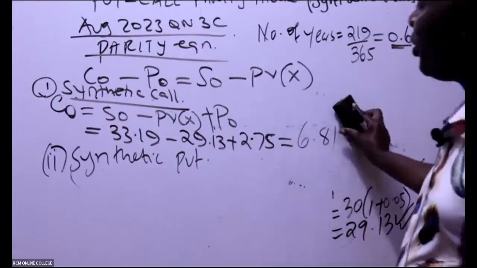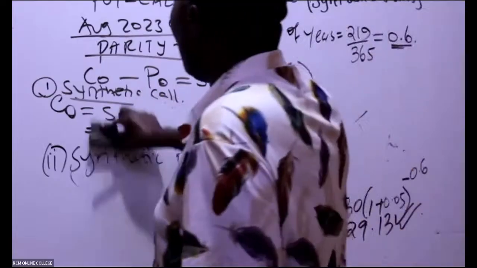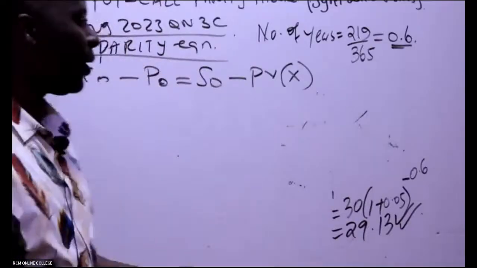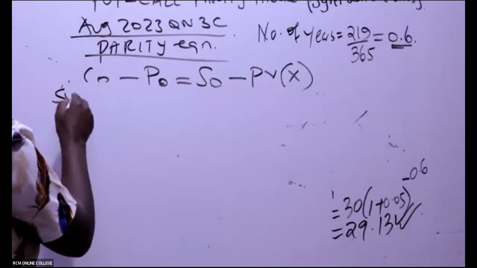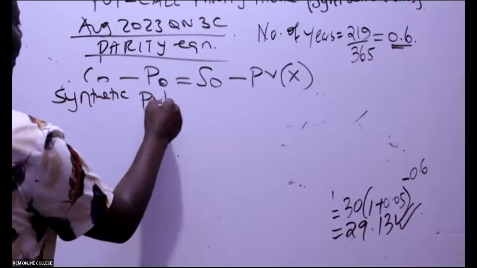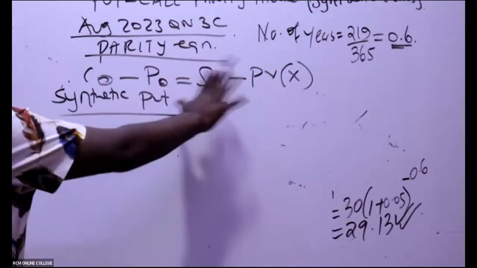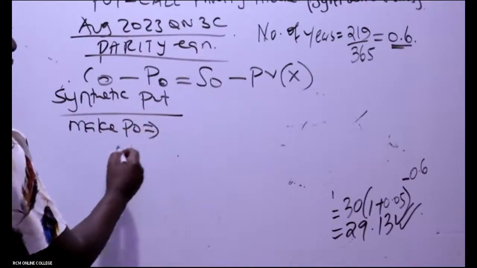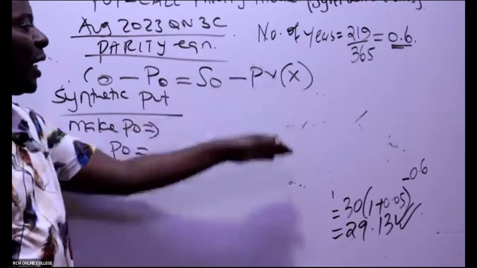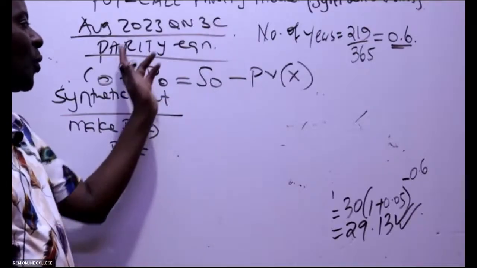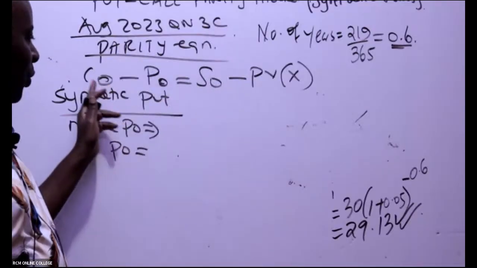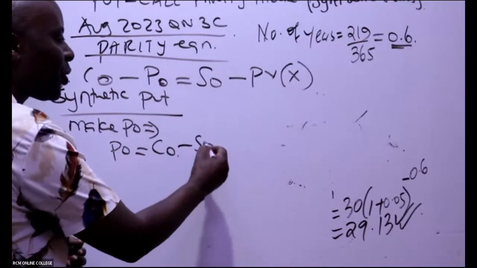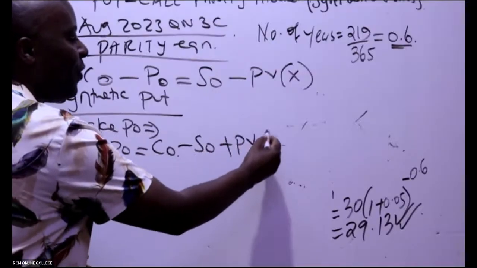So if I make PO the subject of the formula, then what do they really want me to do here? All right. So in this case here, synthetic put. You must cram this, write it many times. So what I will do, ladies and gentlemen, I will take this PO to the other side. When it crosses over, it becomes positive, and then I leave this one here, so CO. But now all the others here must cross over, right? So minus SO plus PV of X like that.